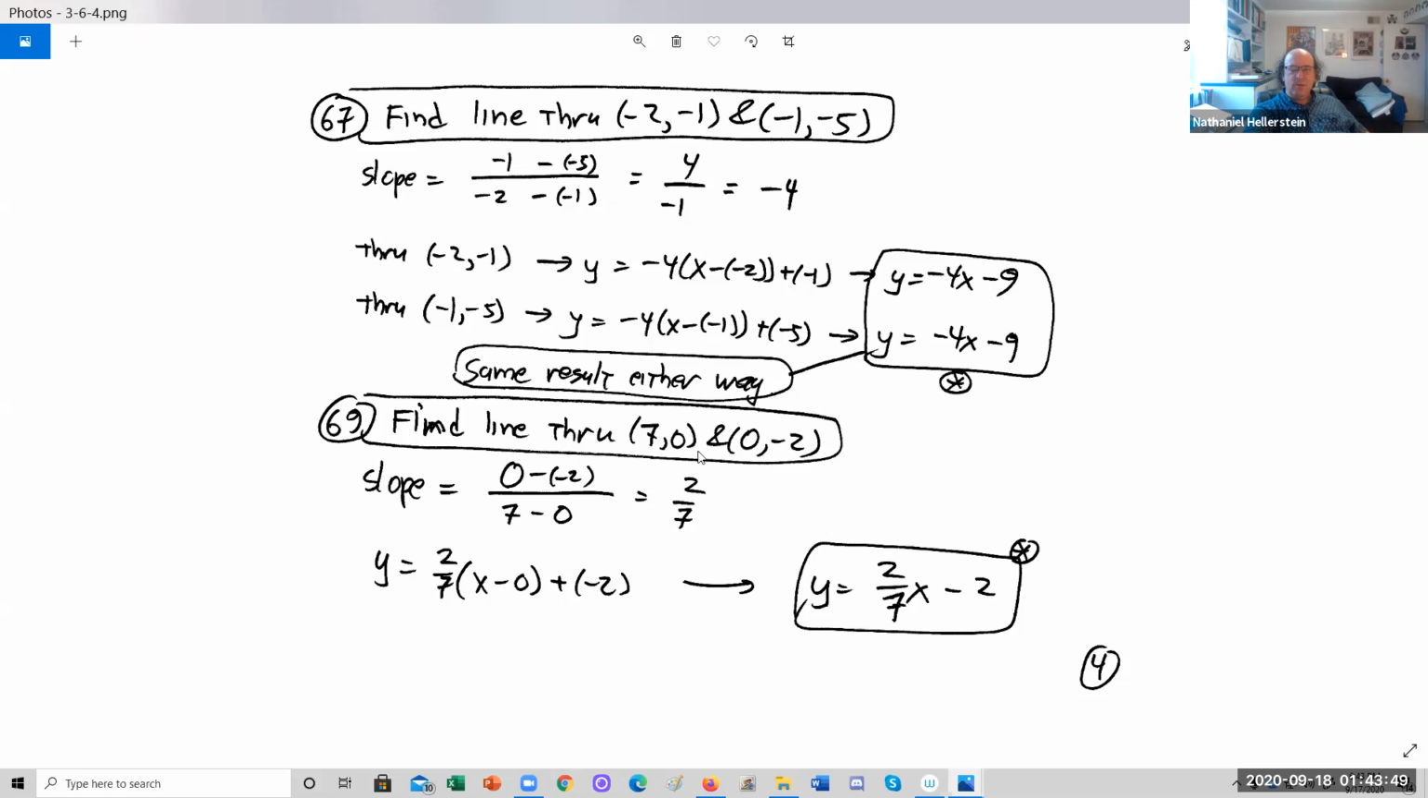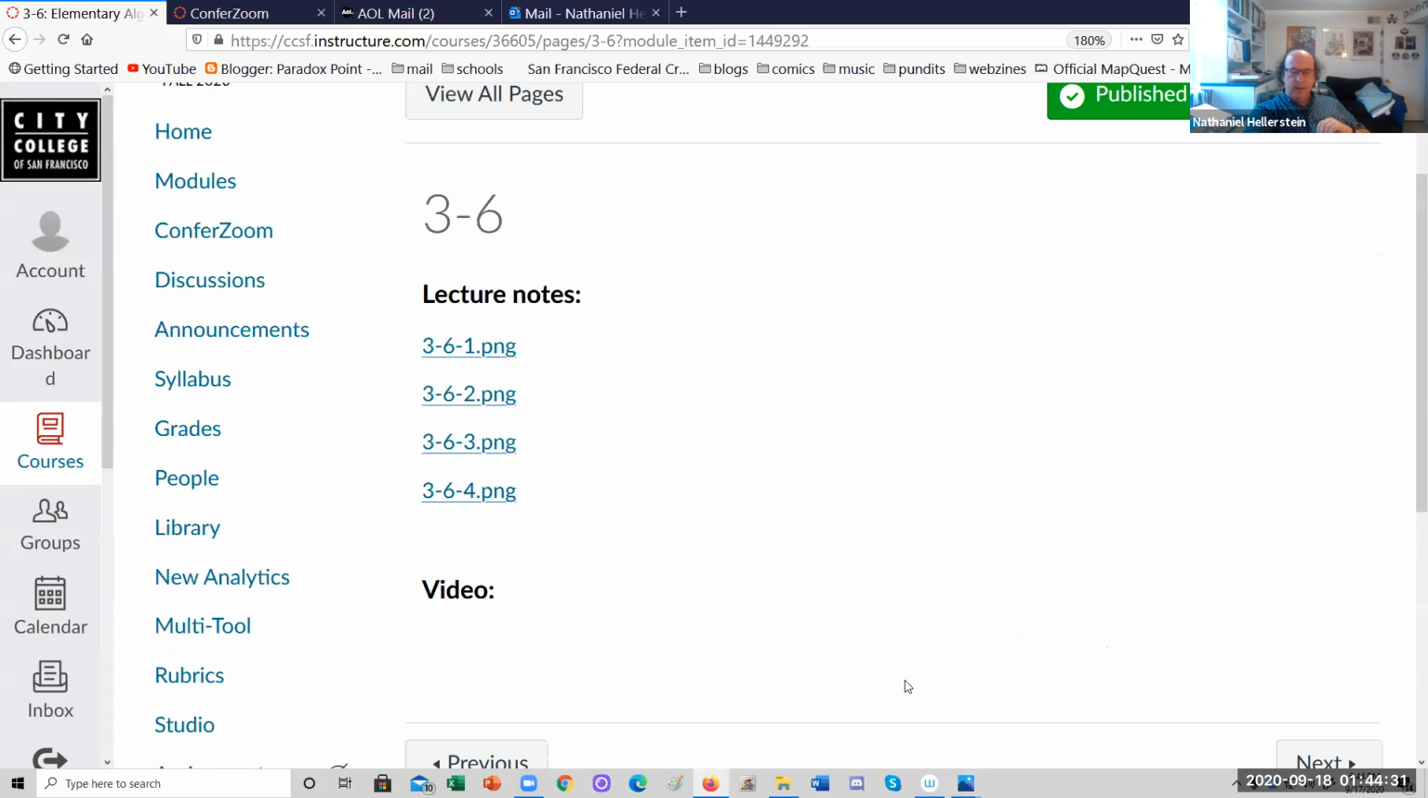Find a line through (7, 0) and (0, -2). Slope is 0 minus negative 2 over 7 minus 0. That's the slope of 2/7. Now, all right. If we use this point, (0, -2), then y equals slope 2/7 times (x minus 0) plus a negative 2. x minus 0 just cancels to x, and this becomes a minus 2. So you get 2/7 x minus 2. That was using the (0, -2). If you use the (7, 0), again, you would have gotten the same result. Well, we're done with this.